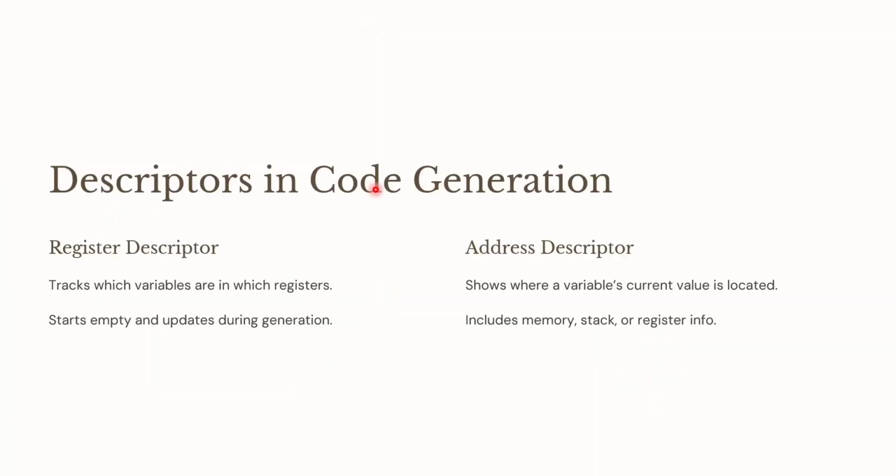There are two important descriptors. First one is the register descriptor and second one is the address descriptor. In the register descriptor, this tracks which variable is currently stored in which register, it starts empty and is updated dynamically as code is generated. Second one is the address descriptor. In that, this shows where the current value of a variable is stored. It could be in memory, that is the stack, or in a register.